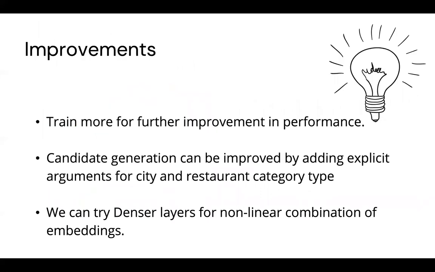Next, we can see improvements. We can further improve this project by training the model more to improve performance. We can also improve candidate generation by adding explicit arguments for city and restaurant type. So the user will be able to customize the options returned.